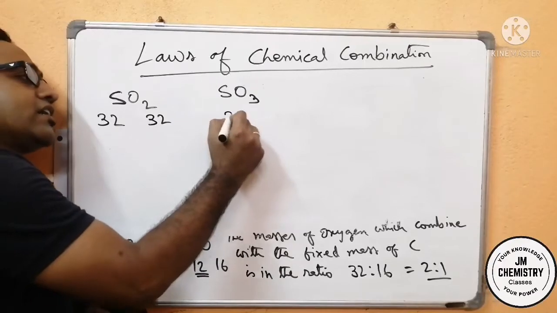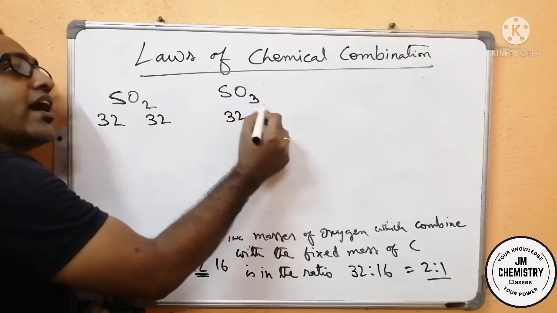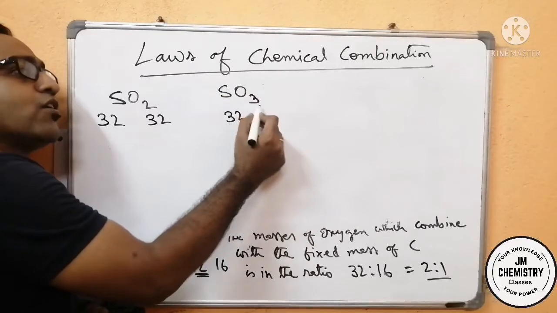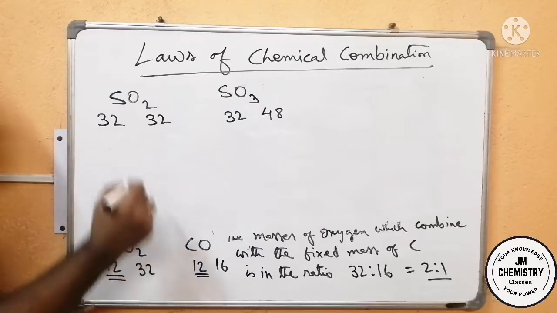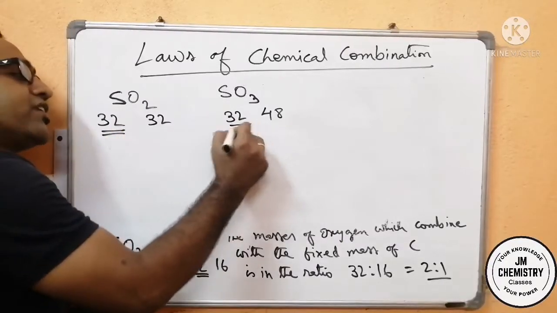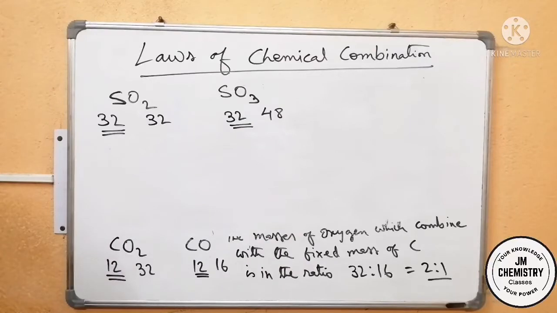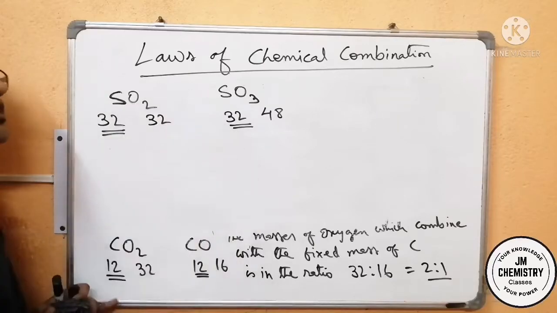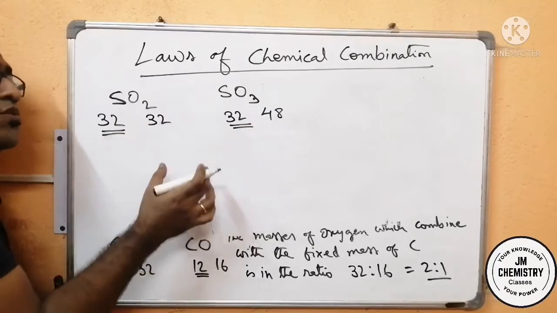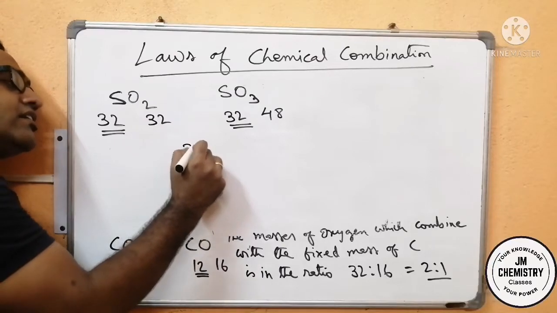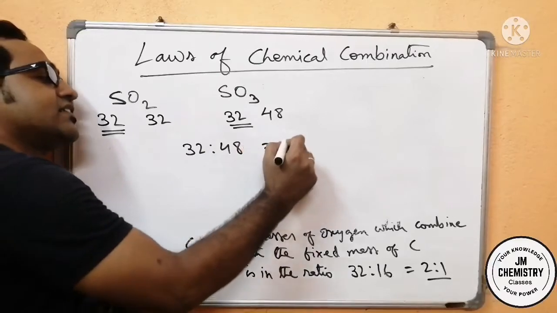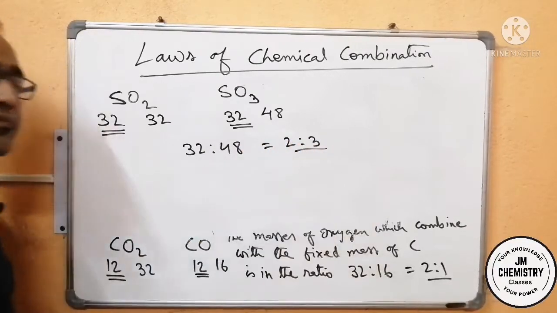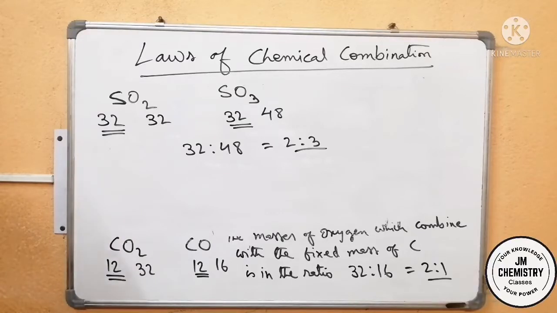In sulfur trioxide, sulfur is 32 and the atomic mass of oxygen is 16, but 3 oxygen atoms are there, so it becomes 48. Again you can see the amount of sulfur is fixed, while the amount of oxygen varies. So the different masses of oxygen which combine with the fixed 32 grams of sulfur are 32:48, which is in the ratio 2:3. Again it is a simple whole number ratio.